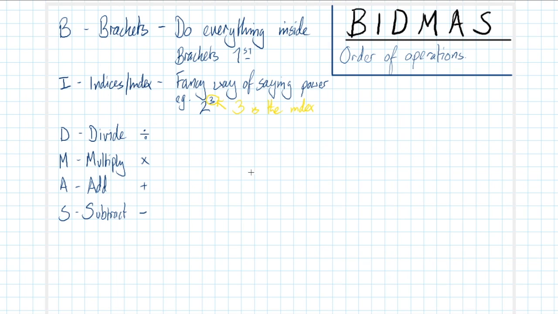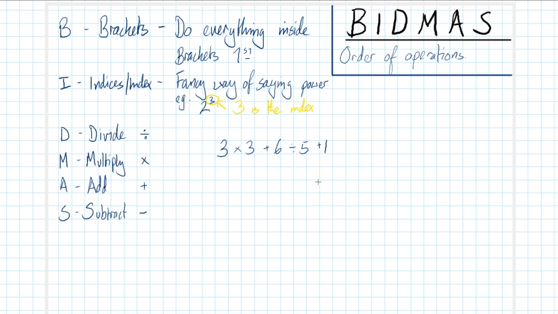So you might be wondering, well, why do we need this order? Why can't we just do whatever we want when we have a question? So for example, we have 3 times 3 plus 6 divided by 5 plus 1. So for a start, this isn't a very well written question. It's not particularly clear at all.